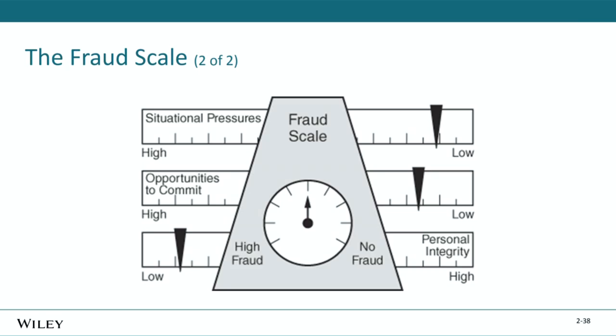Okay, and so as you shift them, as the pressures go up, as the opportunities to commit go up, and as their personal integrity goes down, then you see the weight falls on the left-hand side, and you have high fraud. On the other hand, if there are no situational pressures, low opportunities to commit because you've got some great controls in place, and you hired people with personal integrity, then you may not see fraud at all.